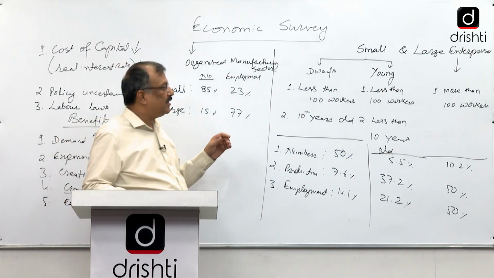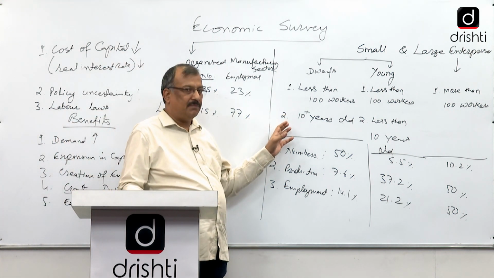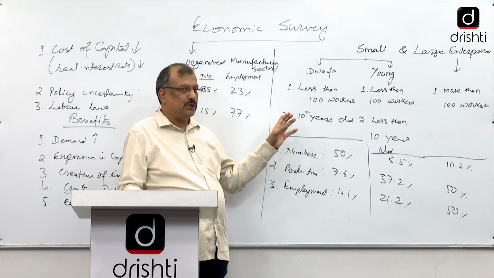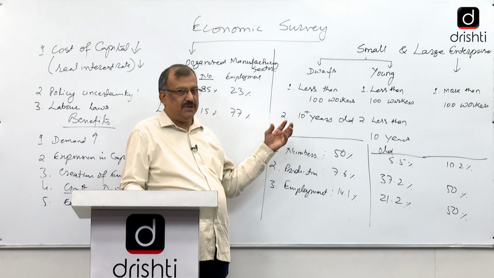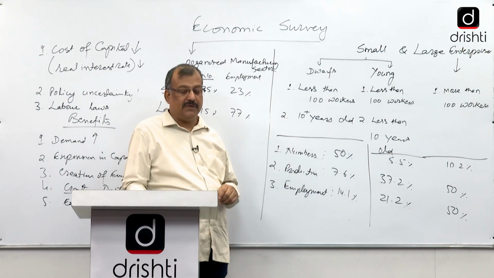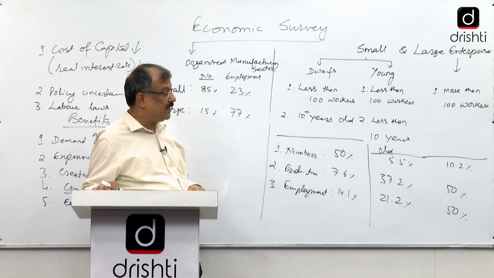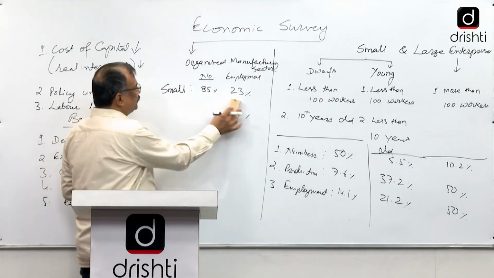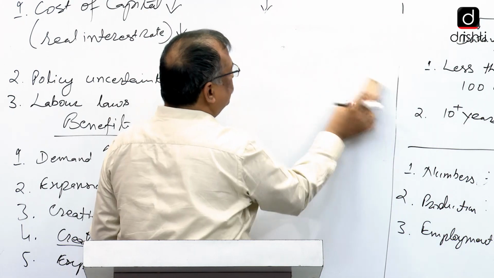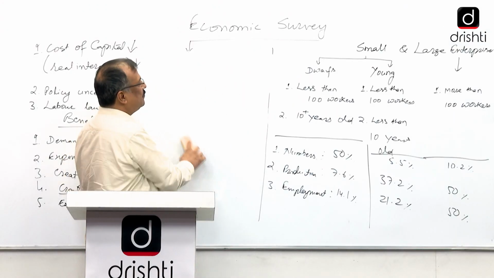So even if they are capable of growing up, they refuse to grow so as to enjoy the tax concessions, the subsidies, and various other kinds of relaxation for small enterprises. We'll discuss that part also. The survey says that incentives are of different types.